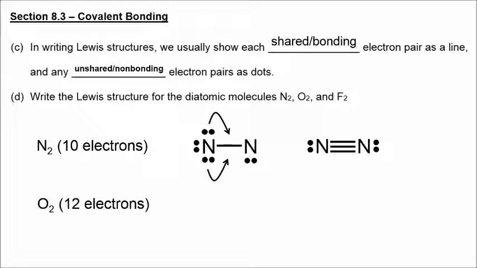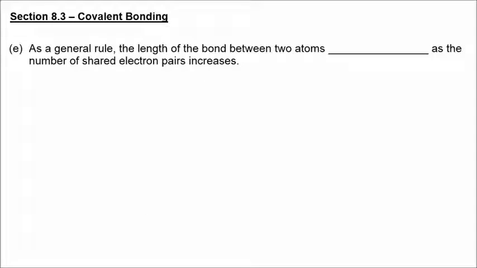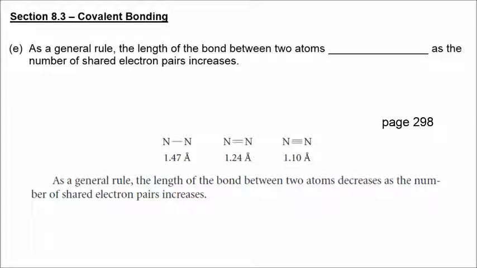Oxygen, O2, has 12 electrons and is going to be written as a double bond. Fluorine, F2, has 14 electrons and would be drawn with its Lewis structure as a single bond. As a general rule, when you go from a single to a double to a triple, the length of the bond between two atoms is going to decrease as the number of shared electron pairs increases.